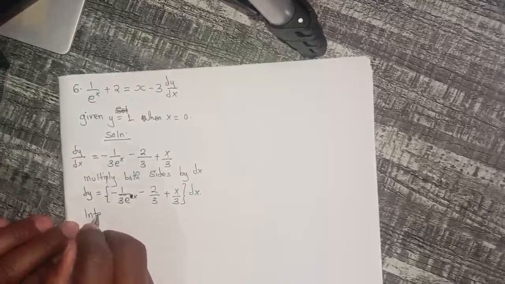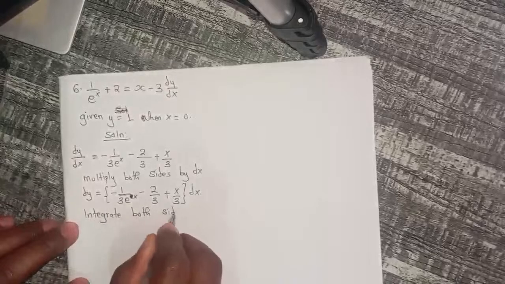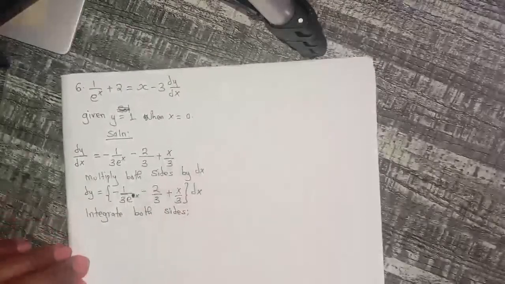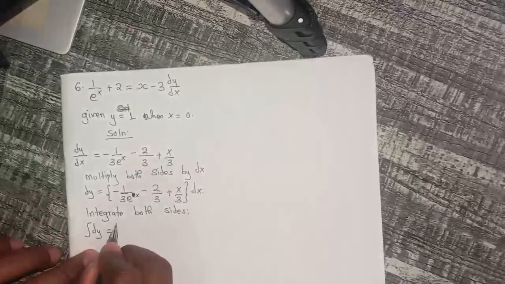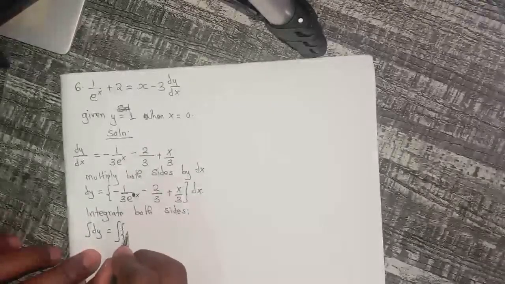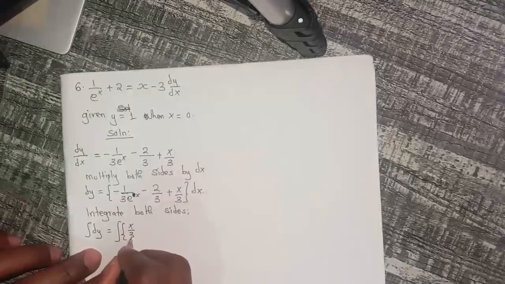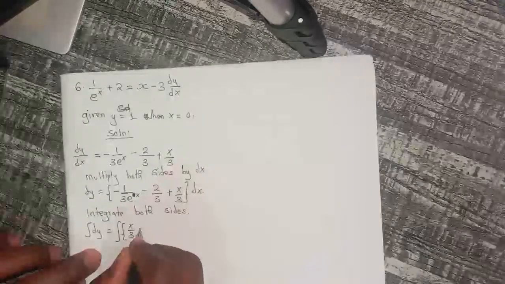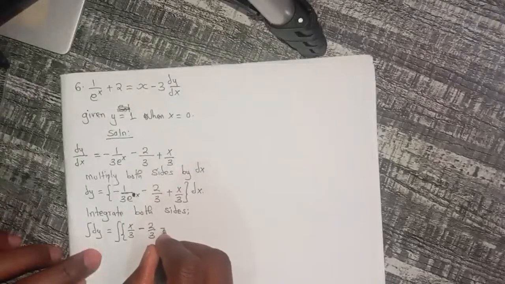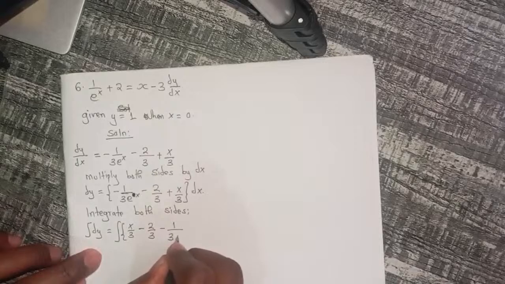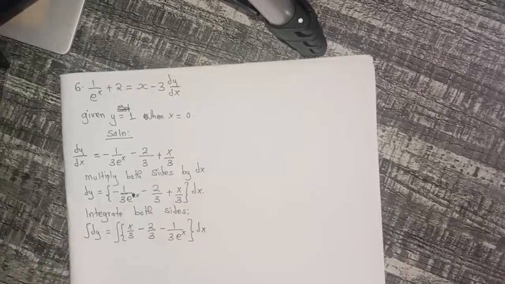Then from there we integrate both sides. So the integral of dy is equivalent to the integral of, we can rearrange this to begin with x over 3 minus 2 minus 1 divided by 3 of exponential x with respect to dx.